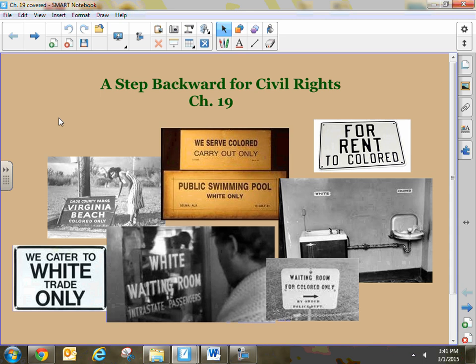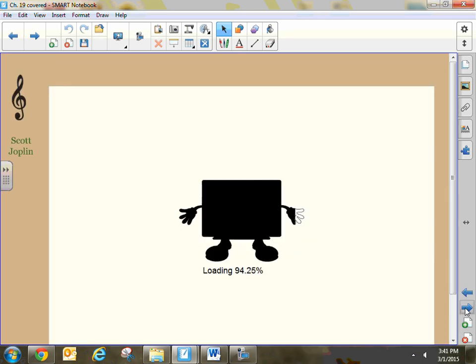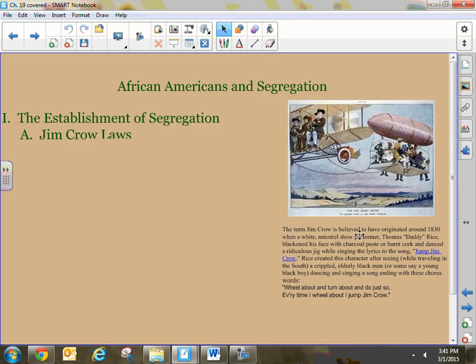The images that you see in front of you are mostly taken in the 1930s, 40s, and 50s, which is later than the time period we're studying, but those signs were possible because of laws made during the time period that we're studying. So we're going to be talking about how the Jim Crow laws came to be in effect. How did those laws come to be in effect?